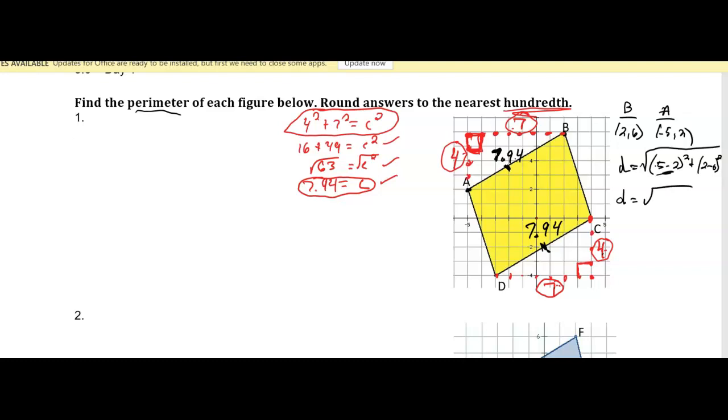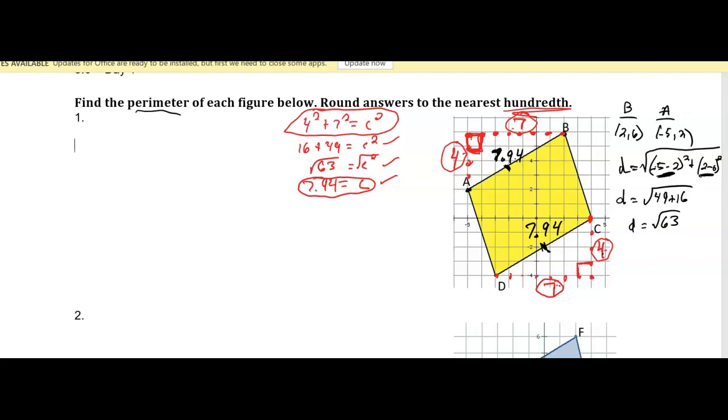So you're going to get 3 squared, which is 9. Sorry, let me correct that. This was a negative 5. So this is a negative 7 squared, which is 49. And then this would be a negative 4 squared, which is 16. Notice how you still get the square root of 63.